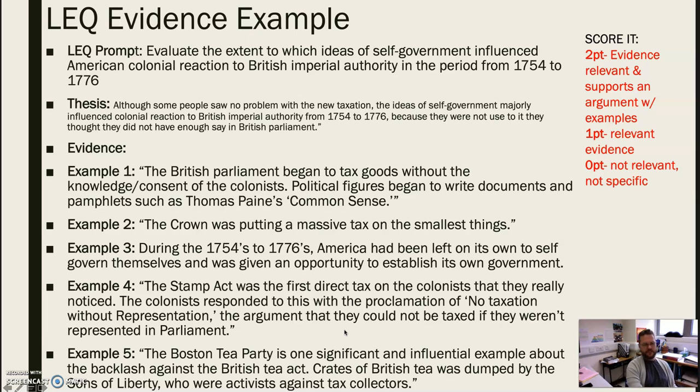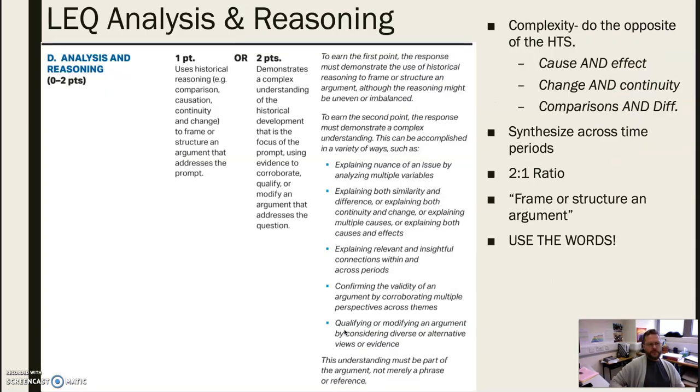All right, now let's look at analysis. Okay, so analysis and reasoning. We're looking at historical thinking skills and that elusive complexity point. That's really what analysis and reasoning is. So for 1 point, use historical reasoning, for example comparison, causation, continuity, and change, to frame or structure an argument that addresses the prompt, all right? And then 2 points, demonstrates a complex understanding of the historical development that is the focus of the prompt, using evidence to corroborate, qualify, or modify an argument.